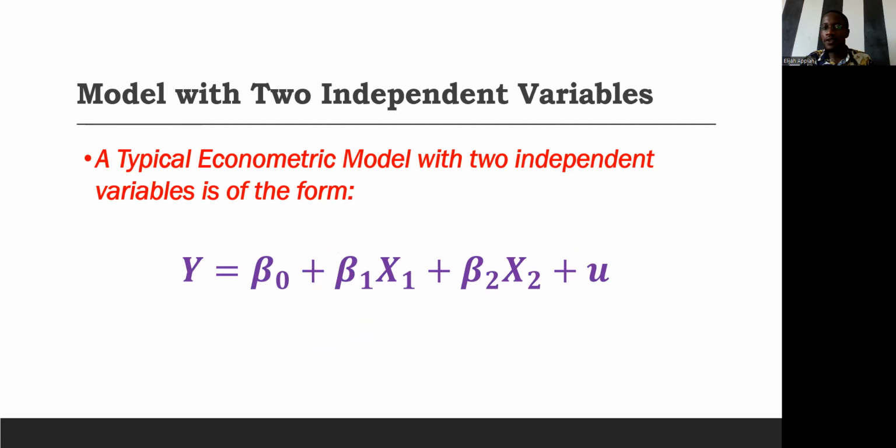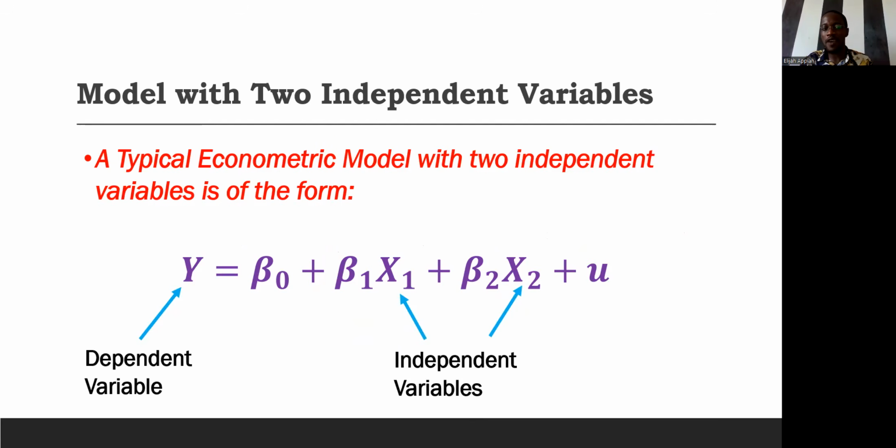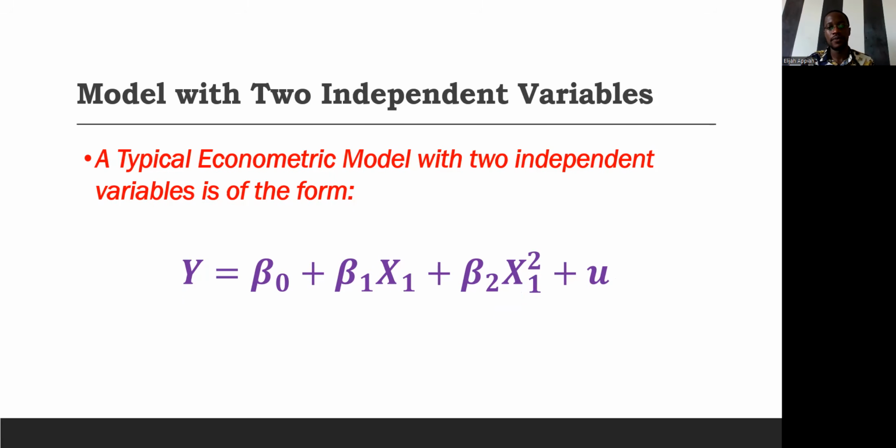A typical econometric model with two independent variables would be stated this way: Y equals beta naught plus beta 1 x1 plus beta 2 x2. The x1 and the x2 are called the independent variables, and the y, of course, is the dependent variable. The u is the other factors that we feel affect the dependent variable but are not captured in the model.